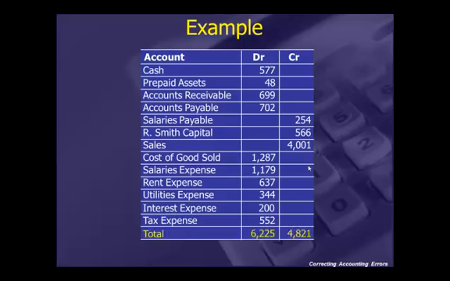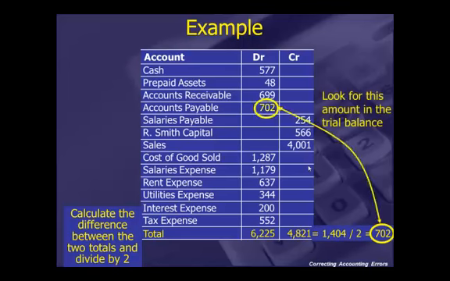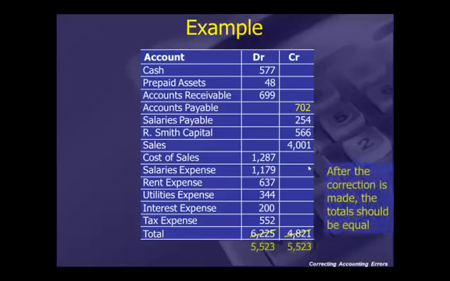So we total. You've got 6,225 for the total for debits, 4,821 for the total for credits. Find the difference, which is 1,404. Divide by 2, it's 702. We can pinpoint that. That is the accounts payable. It's showing as a debit. It needs to be a credit because that 702, by debiting it when it should be credited, has caused it to be twice the amount. So we correct. After correction, re-add. We now have a match.